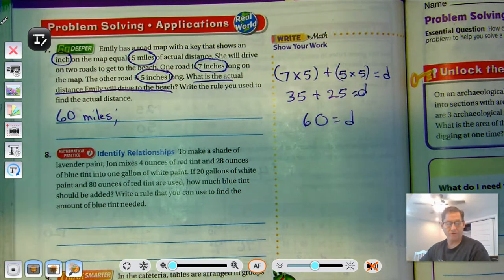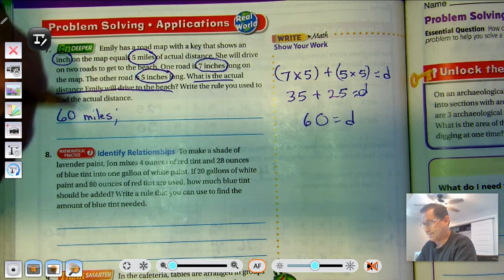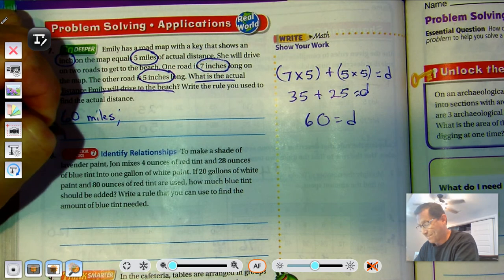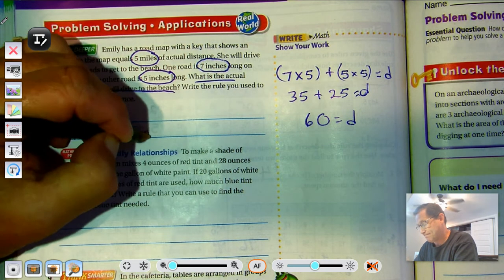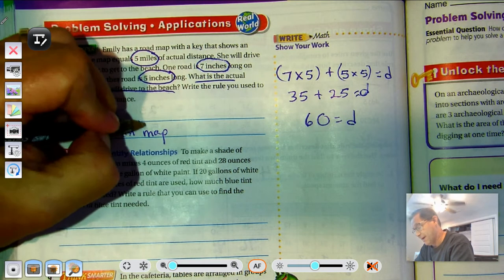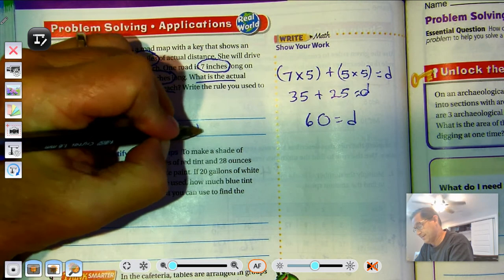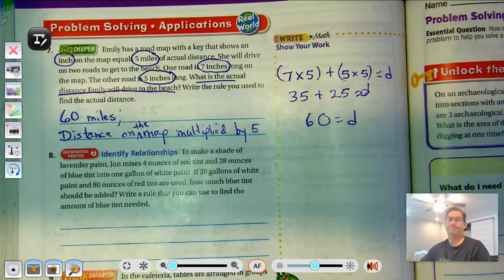What was the rule we used? It would be the distance on the map multiplied by 5.